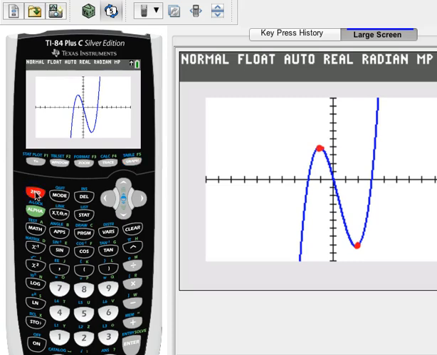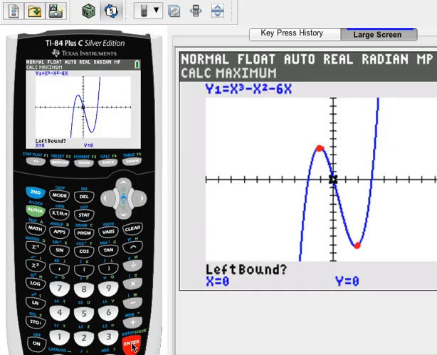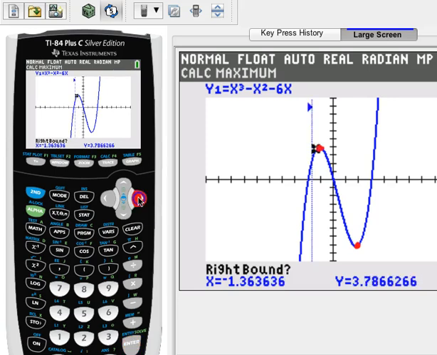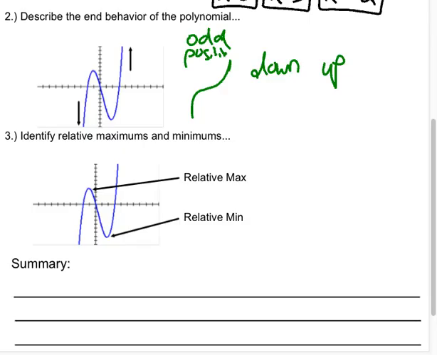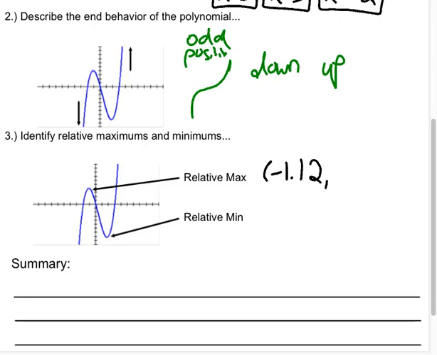Whenever we're making these calculations, you have to go into calculate. I'm going to start with a maximum. So I'm going to scroll down to option number 4. So I'm going to start with this point right here. I need to go to the left of it, to the right of it, hit enter one more time, and there it is, negative 1.12. So I'm going to go write that down, negative 1.12, and the y value is 4.06.